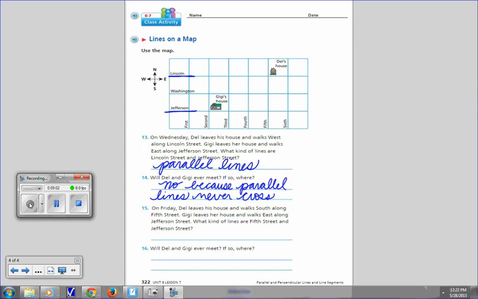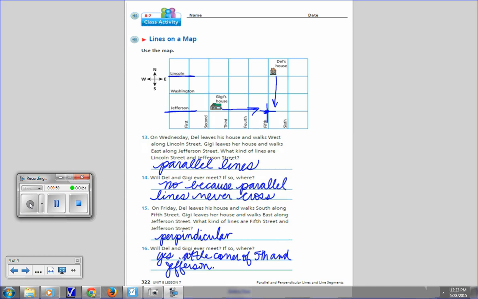Okay, I'm writing in cursive because I'm trying to push you and challenge you to read it. Now on Friday, Dell leaves his house and walks south along 5th Street. Gigi leaves her house and walks east along Jefferson Street. What kinds of lines are 5th and Jefferson? They are perpendicular because they cross at a right angle. Will Dell and Gigi ever meet? Yes. At the corner of 5th and Jefferson.